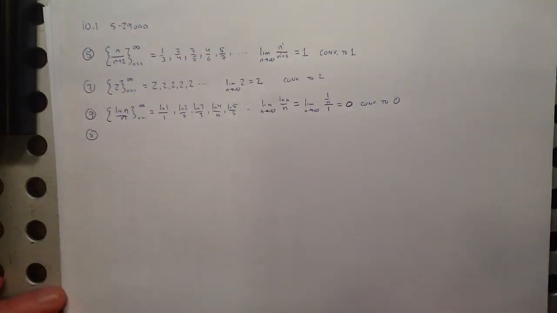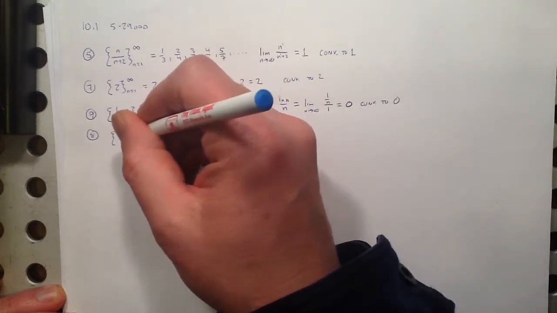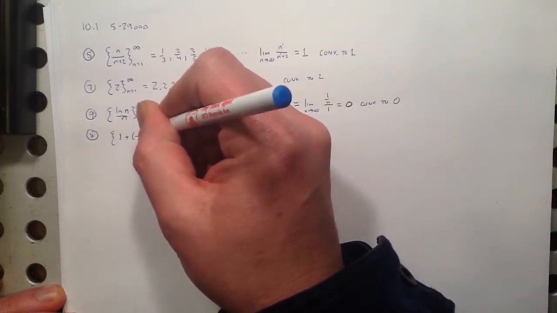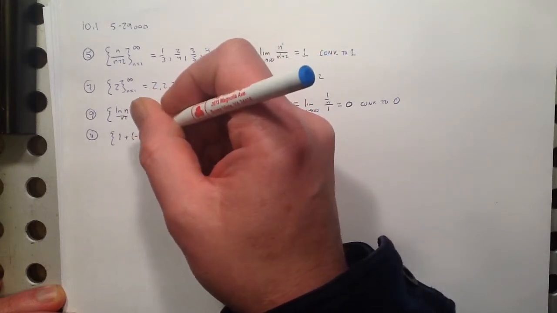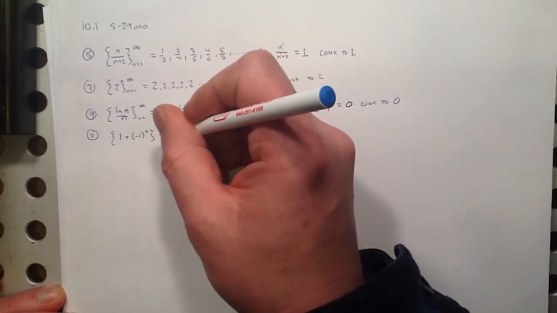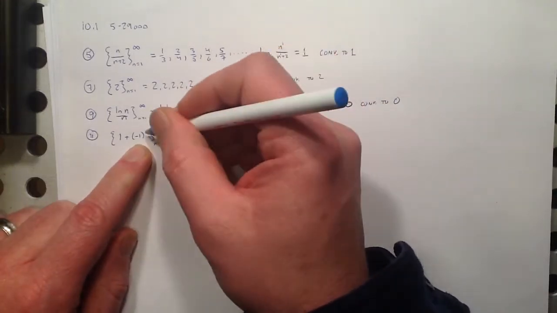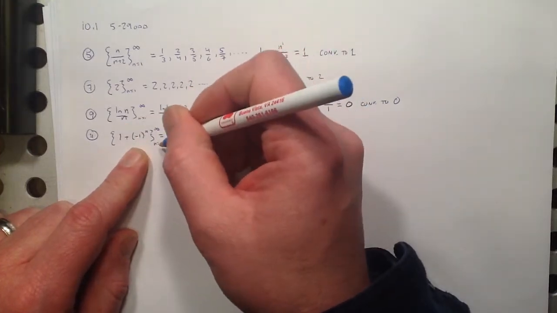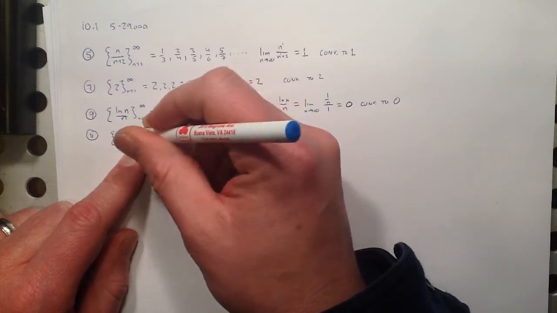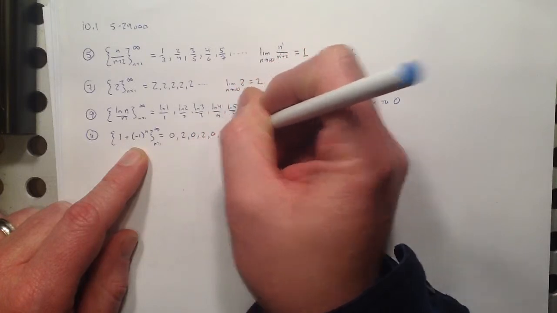Number 11. We have the sequence 1 plus negative 1 to the n. Remember, this is our sign flipper. Every time n is odd, this will be equal to negative 1. Every time n is even, this will be equal to 1. So when I plug in, from n equals 1 to infinity, when I plug in 1, that's odd, this will be negative 1. 1 plus negative 1 is 0. When I plug in 2, that's equal to positive 1, so 1 plus 1 is 2. And then I get 0 again, and then I get 2, and then I get 0, and so on.